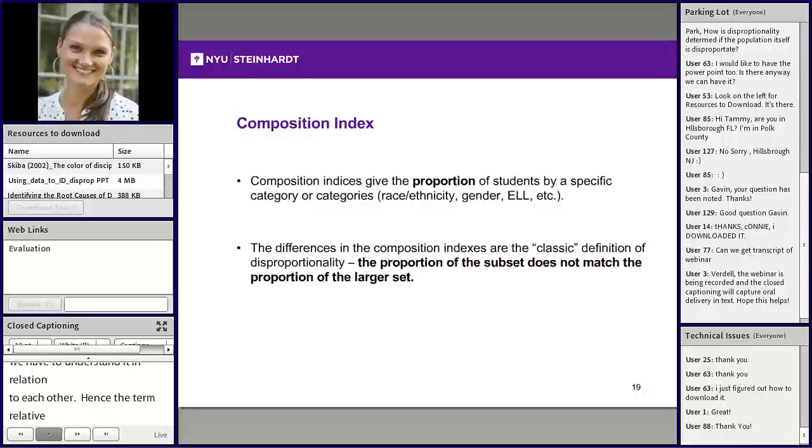So in order to go a little bit deeper, the composition index is the proportion of students by a specific category, and this can be by any kind of social marker of difference or outcome that you can think of. And the differences in composition indices are the classic definition of disproportionality, where the proportion of the subset does not match the proportion of the larger set.